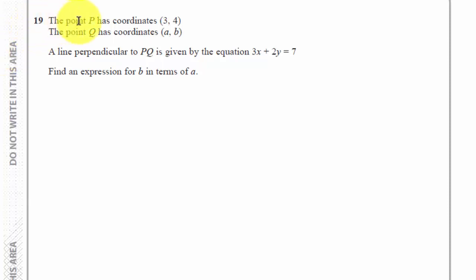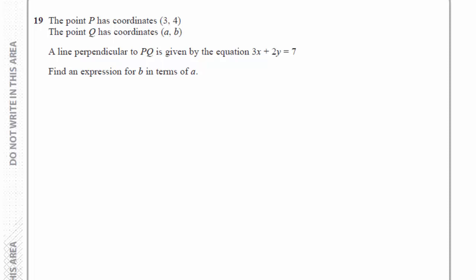Question 19. The point P has coordinates (3, 4). The point Q has coordinates (a, b). A line perpendicular to PQ is given by the equation 3x + 2y = 7. Find an expression for b in terms of a.